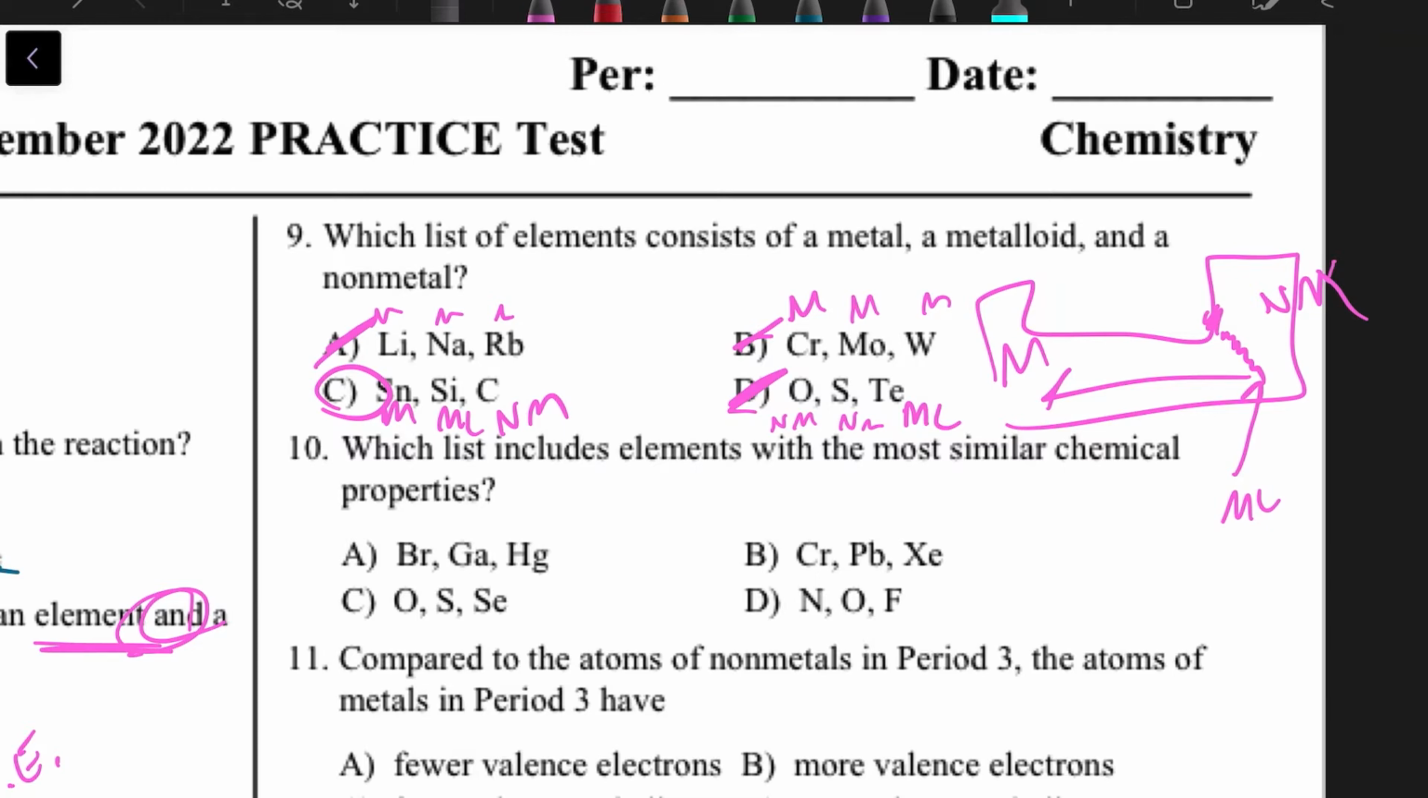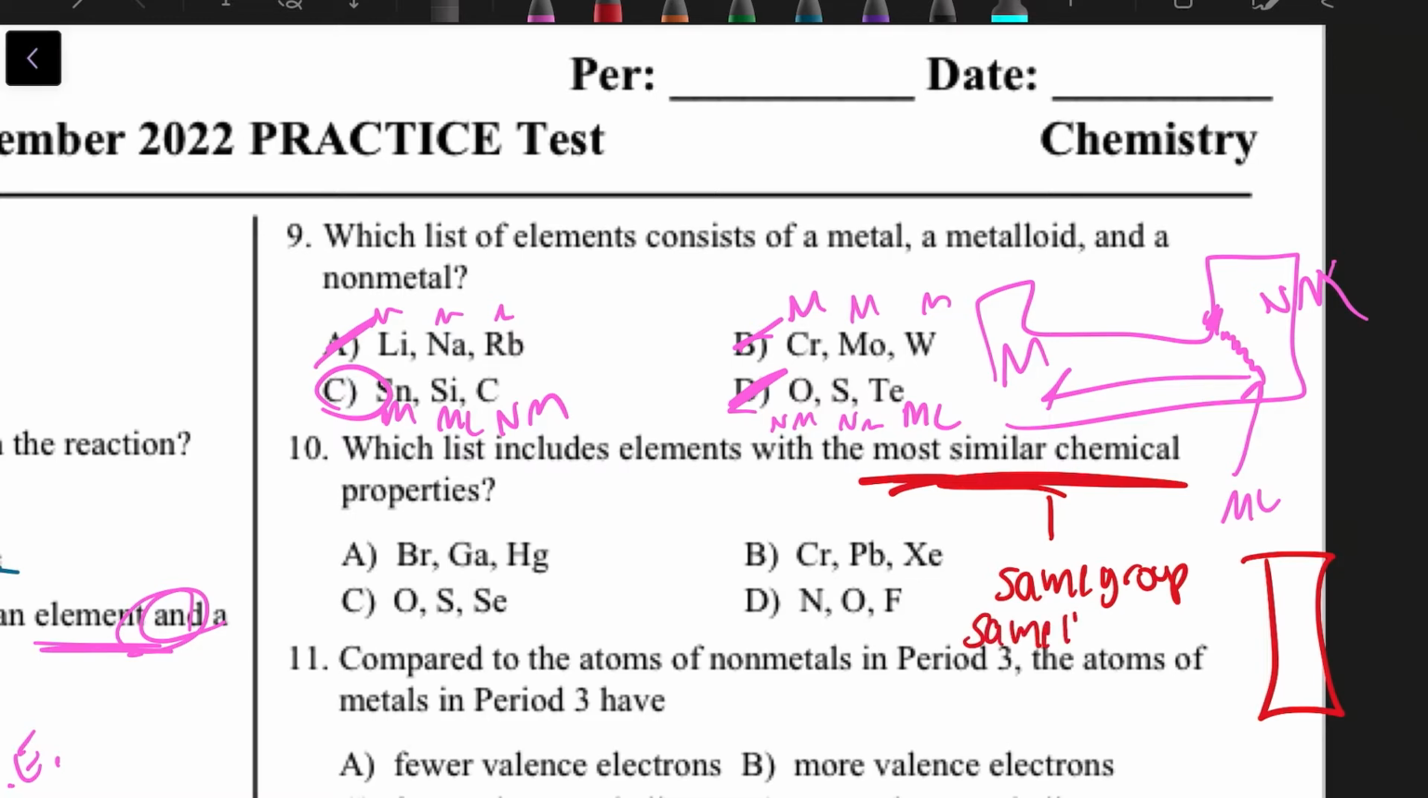Okay, next, which list of elements includes elements with the most similar chemical properties? So if we're talking about most similar chemical properties, you want to be in the same group, which is that vertical column. They have similar chemical properties because they have the same number of valence electrons. They're going to do similar things to fulfill that octet rule. So looking at your periodic table, the only grouping of elements that are in the same group, that same column, is answer choice C.